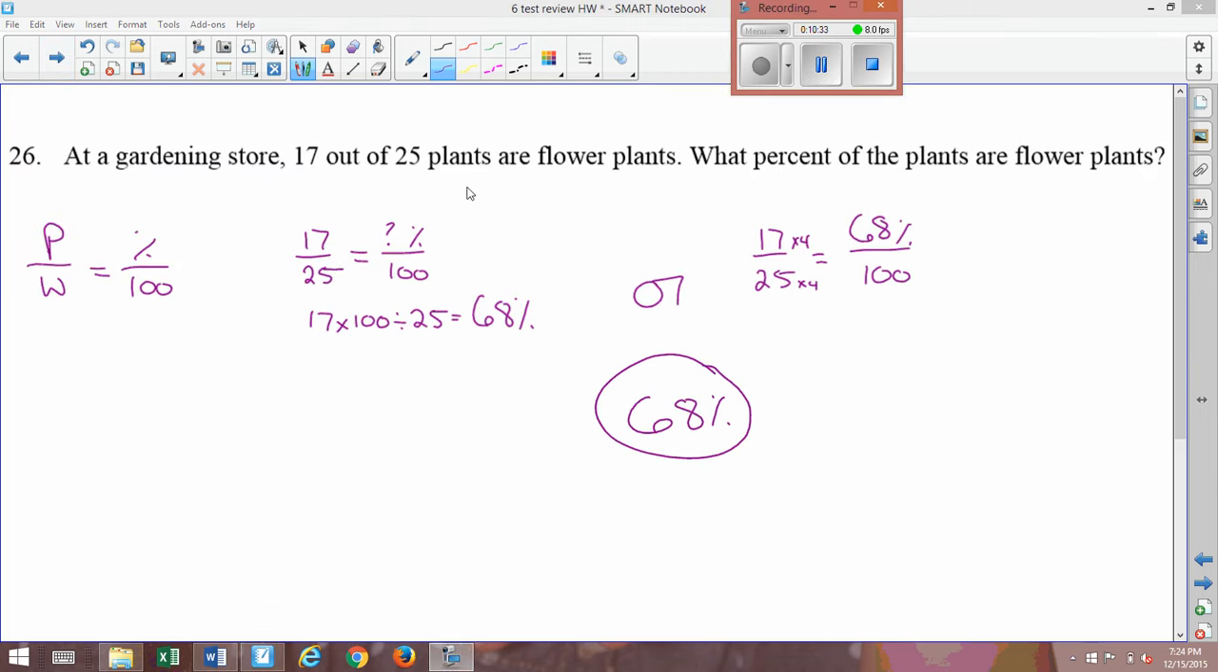This one says 17 out of 25 plants are flowers. What percent of the plants are flowers? 17 out of 25 equals percent over 100. Crisscross divide, you get 68%. Or you could do 17 over 25, and then I knew that 25 went into 100 4 times, so I multiplied it by 4 and I got 68%.